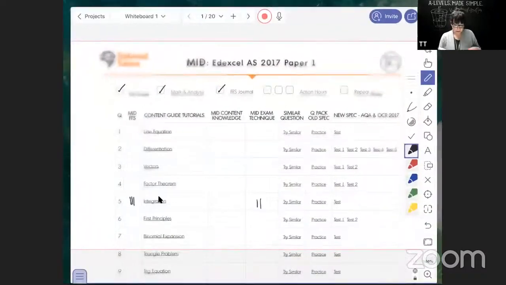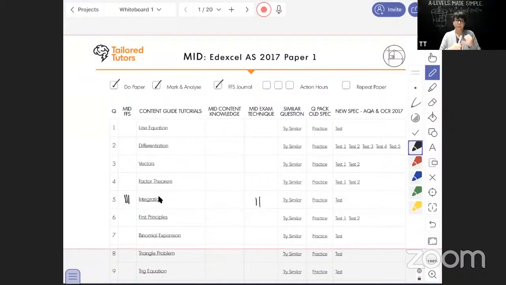Okay. So we have done doing the paper, marked and analysed, thought about whether the marks you lost are for silly mistakes or because you didn't know what to do or because you need more exam practice. If you didn't know what to do, we've done our FFS journal. So that's this column all dealt with now. That's fine. We can move on and forgive ourselves for what we did.